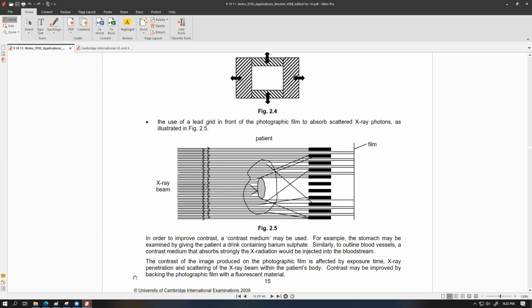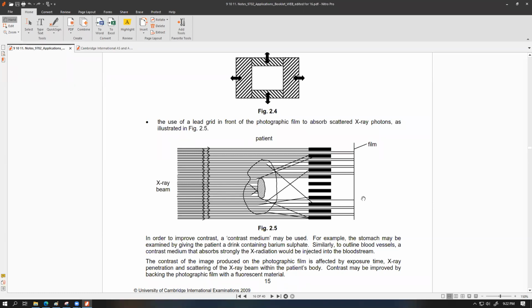So this line means that contrast may be improved by backing the photographic film with a fluorescent material. Backing the photographic film with the fluorescent material means if we place a fluorescent material over here, let's say this is the film, what's going to happen is that the locations where the X-ray beam will reach are going to light up.